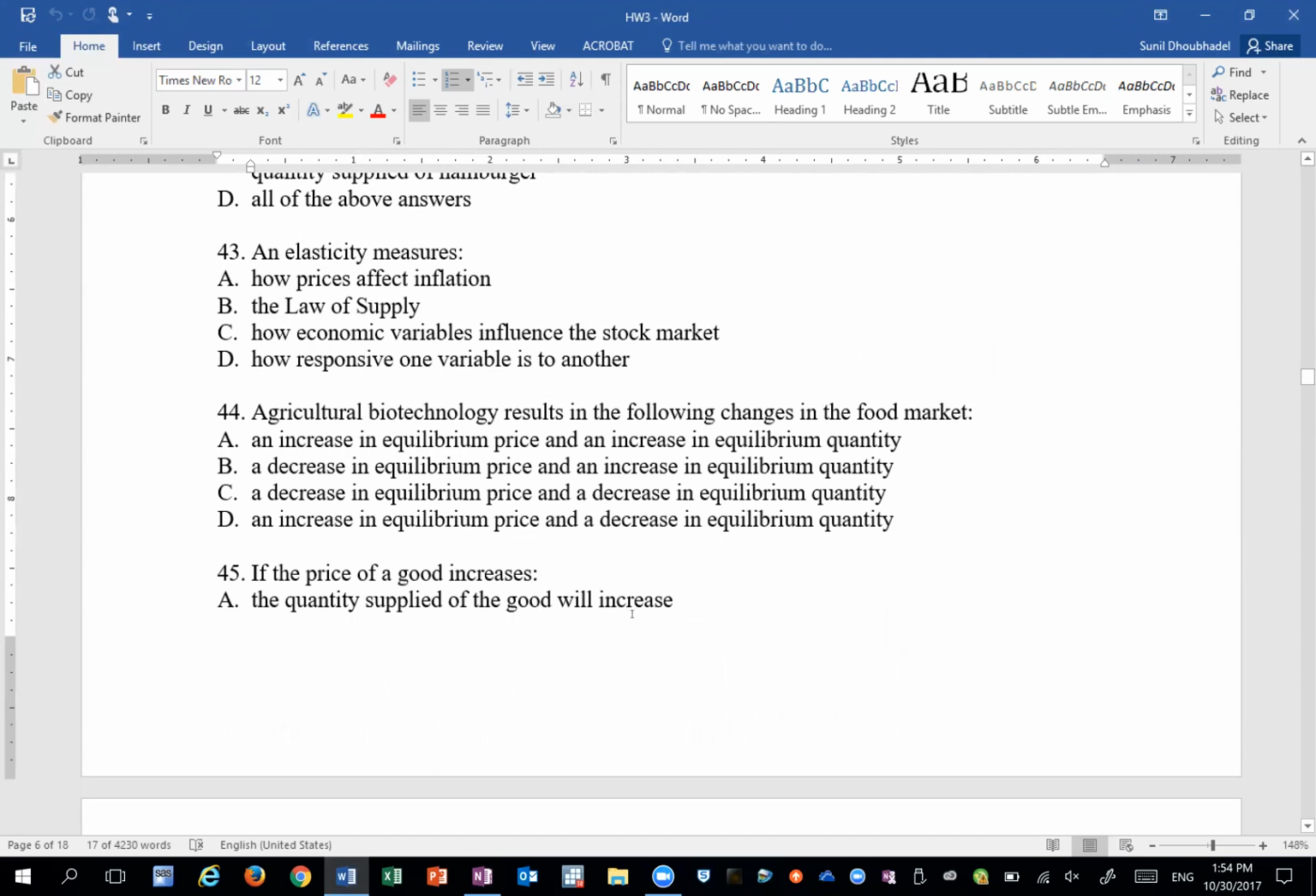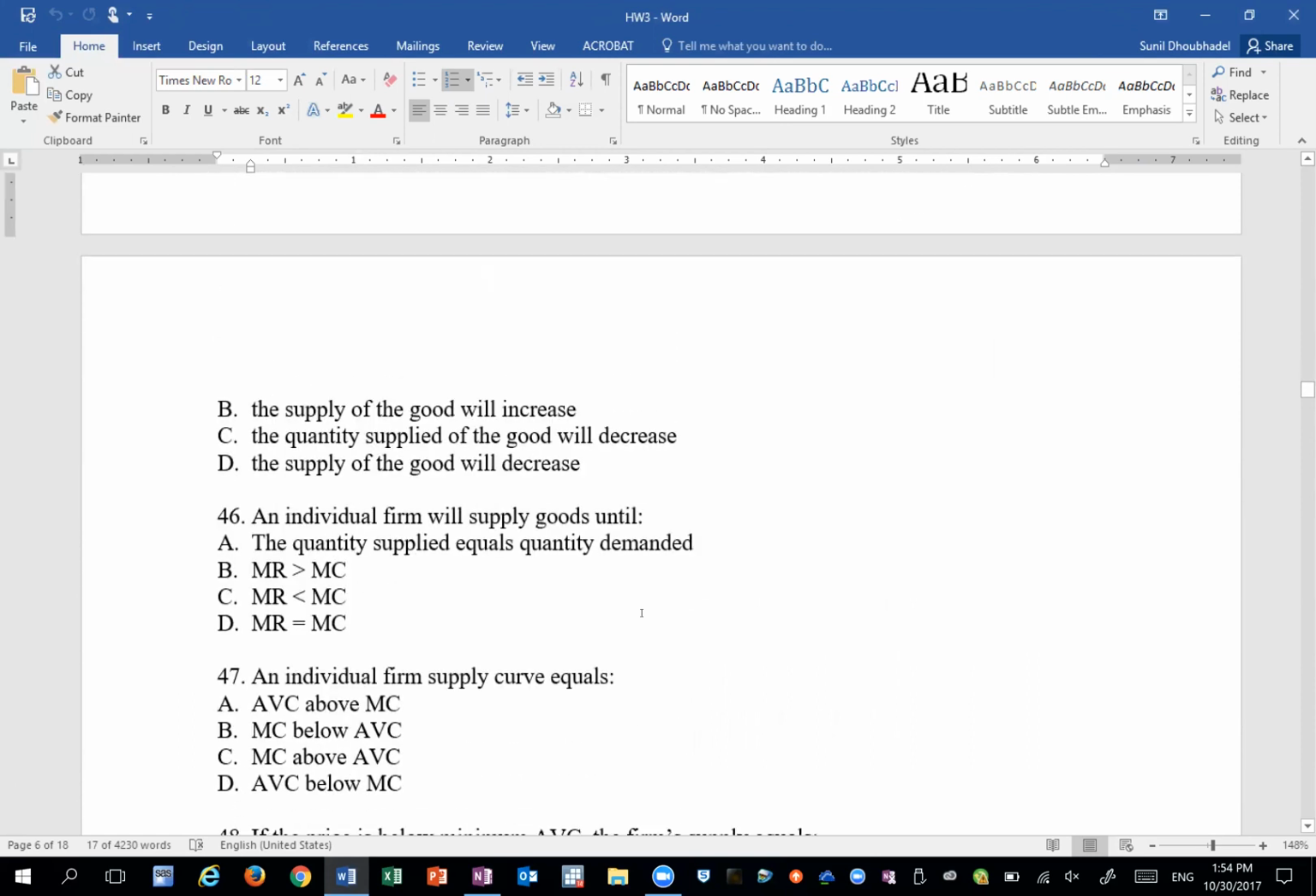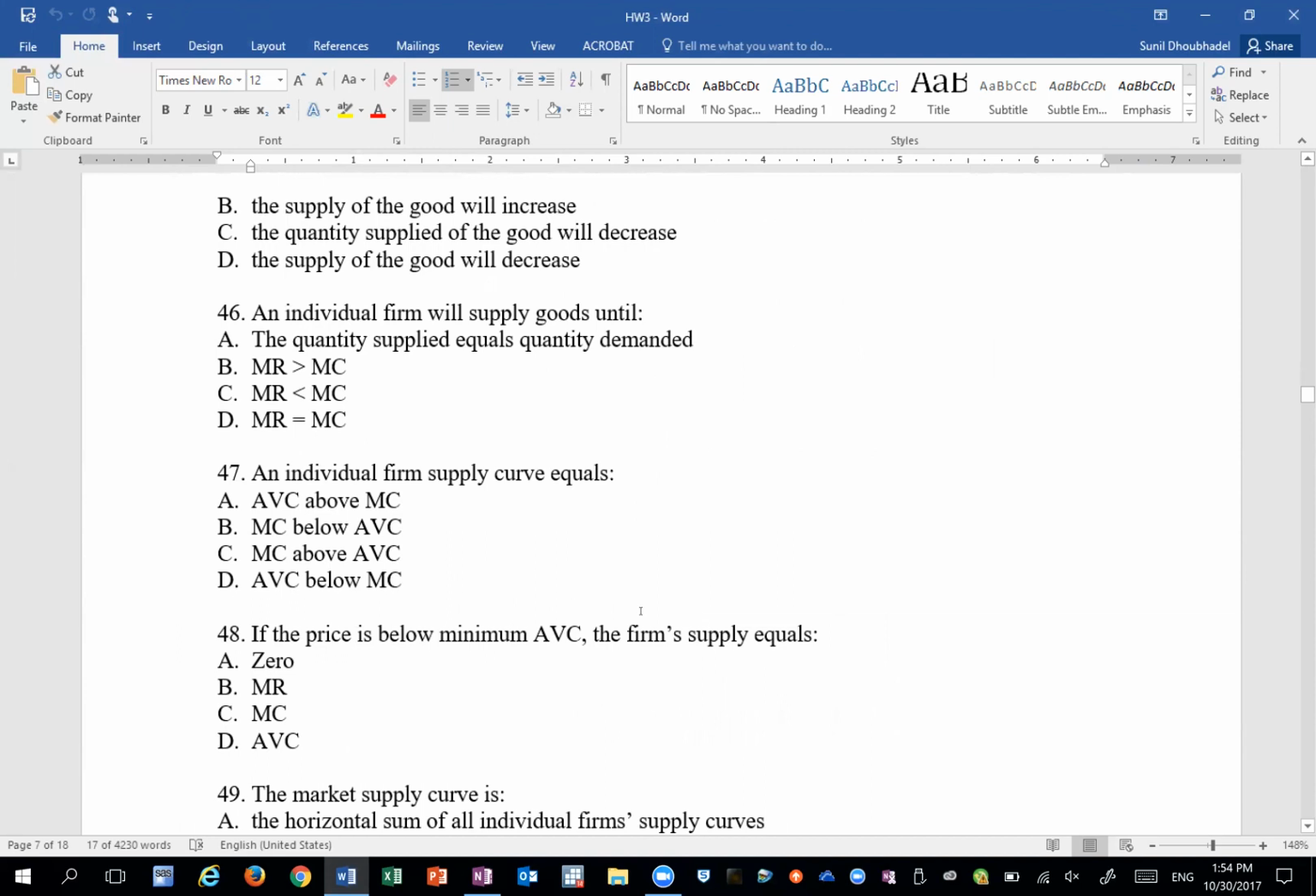Okay, so let's move to question 46. An individual firm will supply goods until quantity supplied equals quantity demanded, marginal revenue is greater than marginal cost, marginal revenue is less than marginal cost, marginal revenue equals marginal cost. Marginal revenue equals marginal cost. Why? Because it is the profit maximizing level.